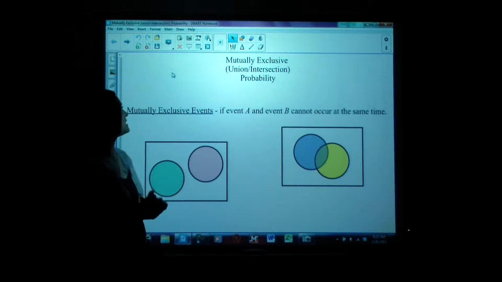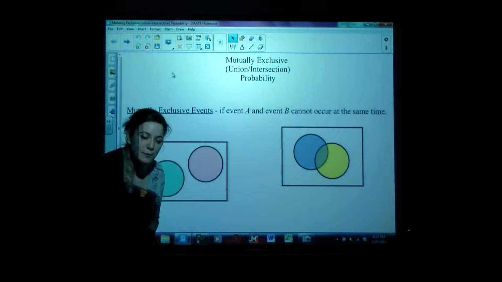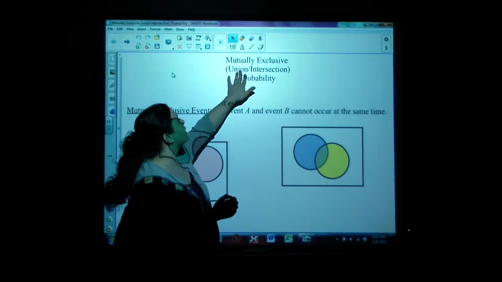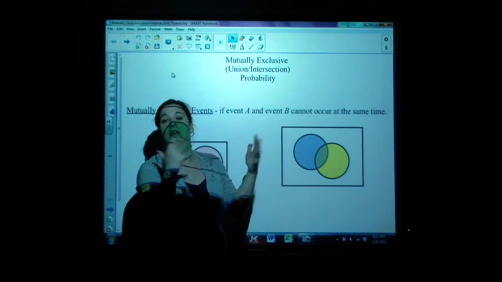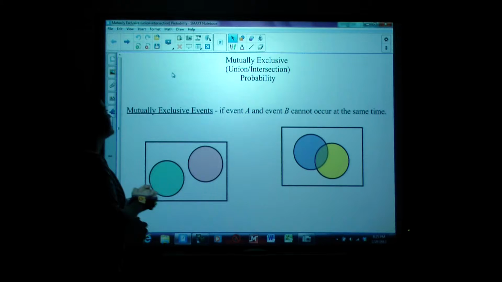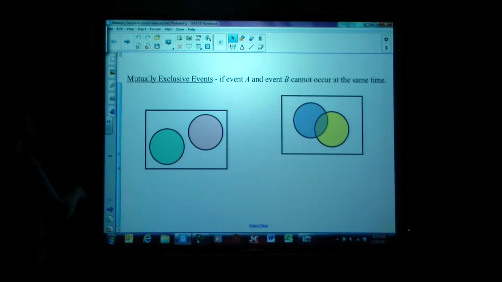This MCA lesson is all about mutually exclusive events and finding probabilities for those mutually exclusive events. This is when we start talking about the possibility of a union or intersection of events. So let's go ahead and talk about what it means to be mutually exclusive.